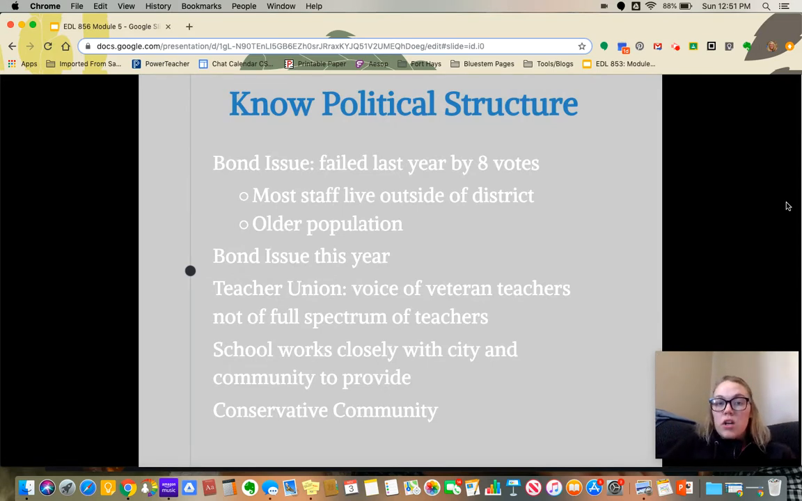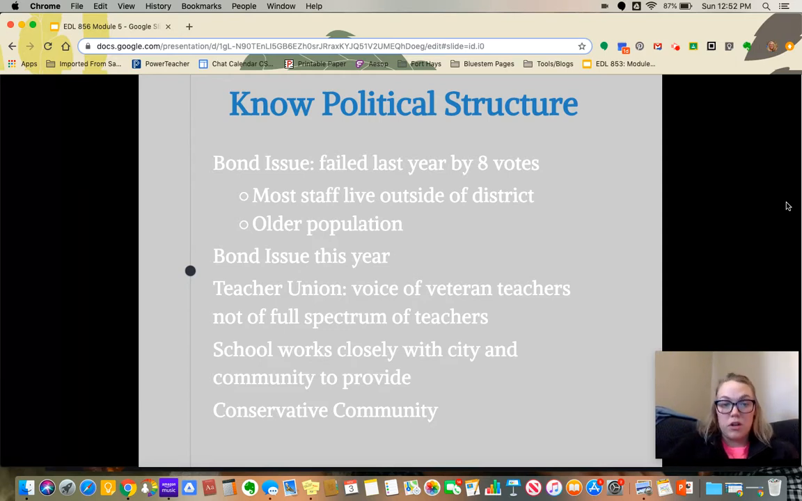Our political structure, we had a bond issue that failed last year by 8 votes, and I think it had to do with a lot of the older population and that most of our staff lived outside of our district. I think that was a big play because if we had more of our staff living in district, they would have voted yes for the bond issue. But since we have most of our staff living outside of the district, that didn't sway in our favor. We are redoing our bond issue for this year, so we'll find out on Tuesday if we get our bond passed. Our superintendent's pretty confident about getting it passed this time.